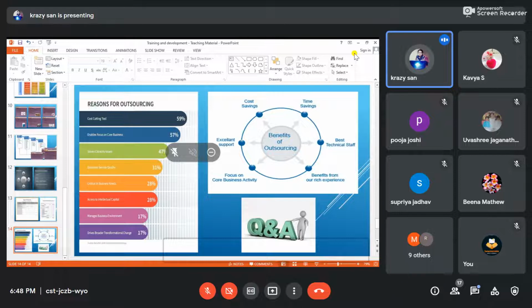So the benefits of outsourcing are very good, like time saving, cost saving, excellent support from the experts, best technical staff. You'll find that when they are giving the training, those experts help you to select the actual human resource for yourself. If someone just needs to be rubber-stamped for the sign-off, they do that. Focus on core business activity and benefit from our rich experience.